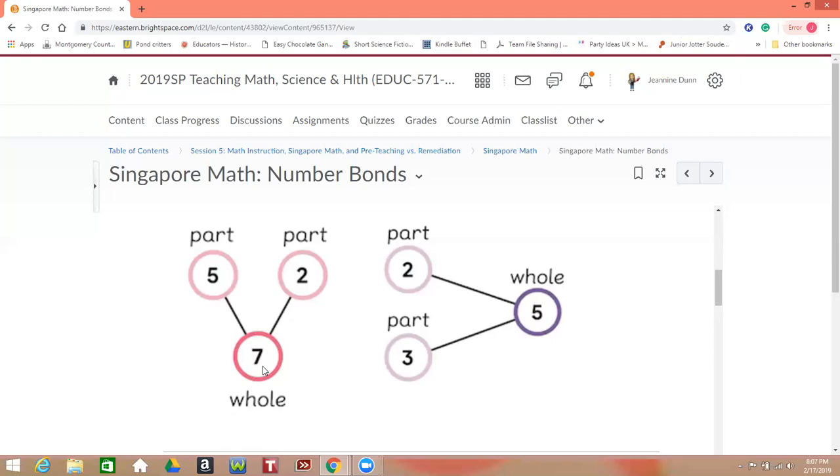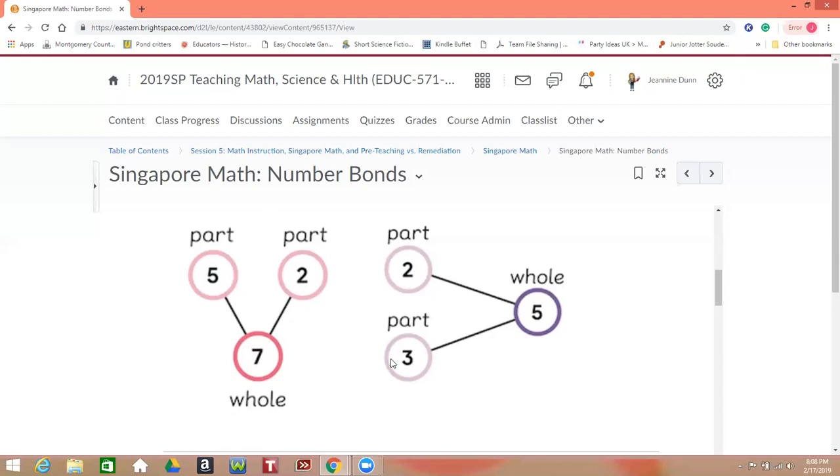We would then take what we've done with the manipulatives and plug it into the circles here for the part-whole. It doesn't matter if they're written with the whole on the top versus the bottom, as I've seen it written both ways. Over on this one that they're showing you on the side here, your whole number is 5. Your parts are made up of 2 and 3.